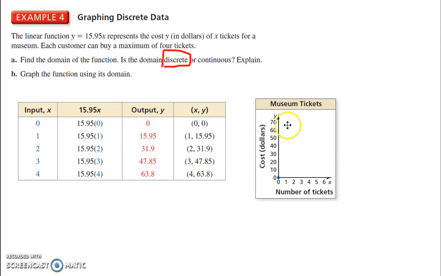You can take those ordered pairs and graph them. 0, 0 is where you didn't buy a ticket. Number of tickets are on the x-axis. If you buy 1 ticket, you're at 1 and 15.95. Now notice it's hard to get 0.95 exact, but you're going to be slightly over halfway in between 10 and 20, so fairly close to 16. All right, so estimate 31.9. We're not quite halfway between 30 and 40, just a little over 30. And then here are the other values. So this is discrete data for this function.